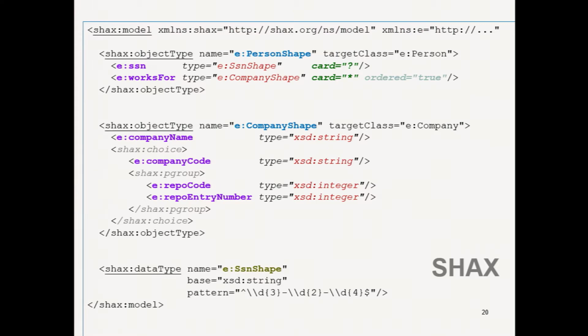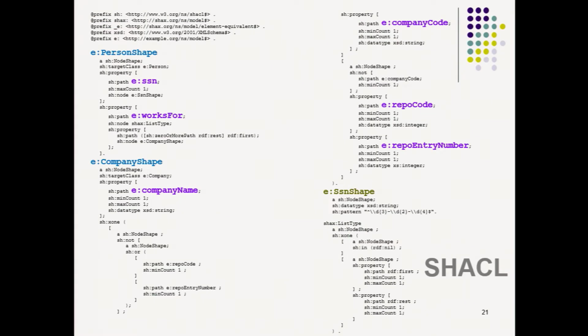Now let's take a look at the SHACL generated from it. I know it's very small print, but I think the impression is already sufficient to believe it's not so easy to read, it will not be so easy to write, and probably not so easy to process.